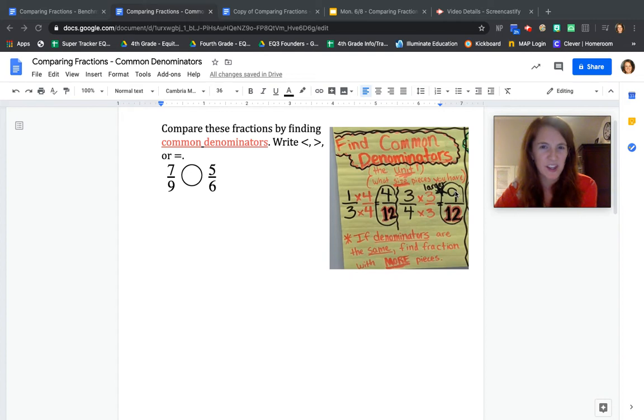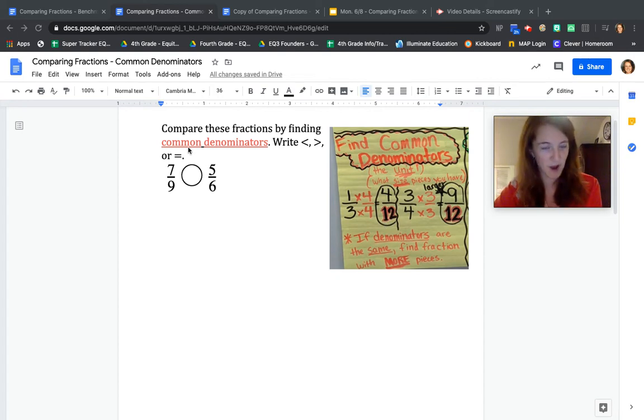So for example, if I broke a graham cracker into 12 equal pieces, would you rather have 4 out of the 12 pieces or 9 out of the 12 pieces? It's easy to see that the number of pieces on top tells you which fraction is bigger. So for example, in this problem, 9/12 is greater than 4/12.